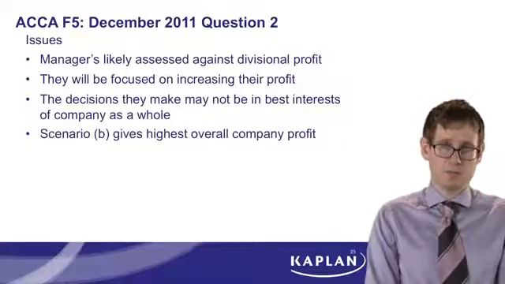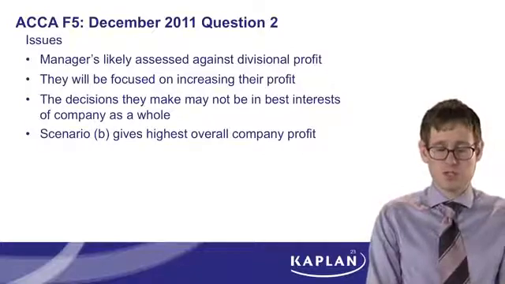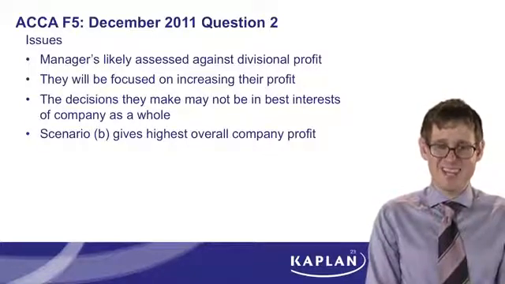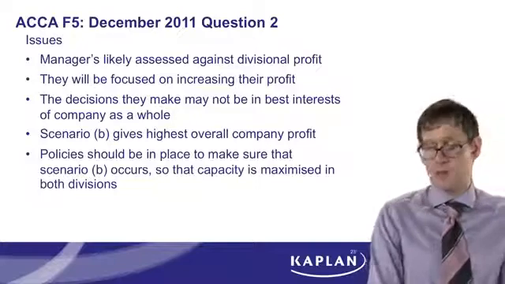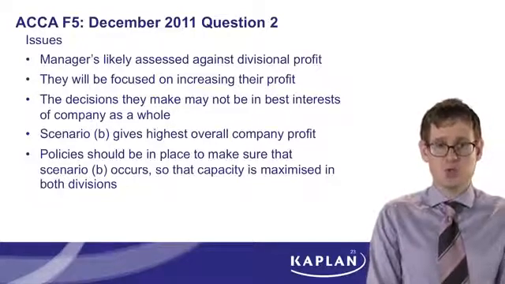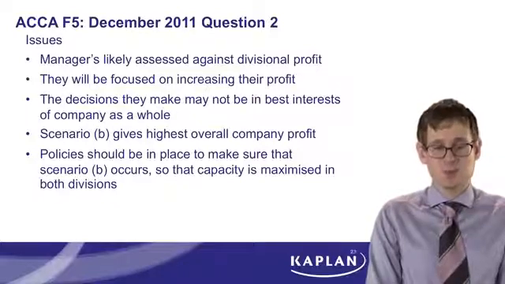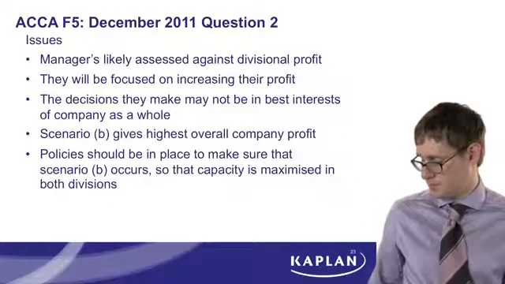Scenario B, we must note, gives the highest overall profit. The optimum transfer price will usually give this. So ideally, we should have a scenario in which B occurs. Policies will help ensure that this scenario occurs. It's also important to make sure that capacity in both of the divisions is always maximised.